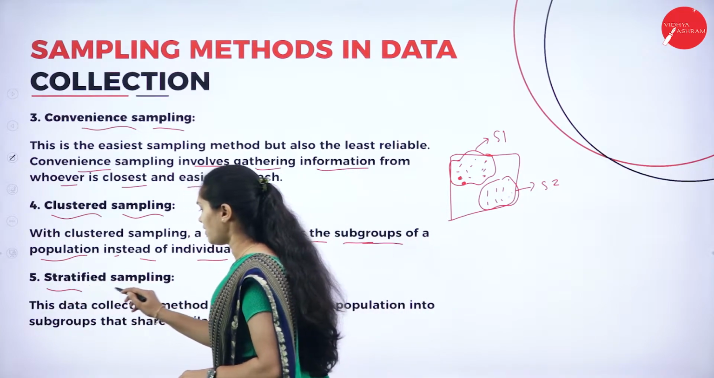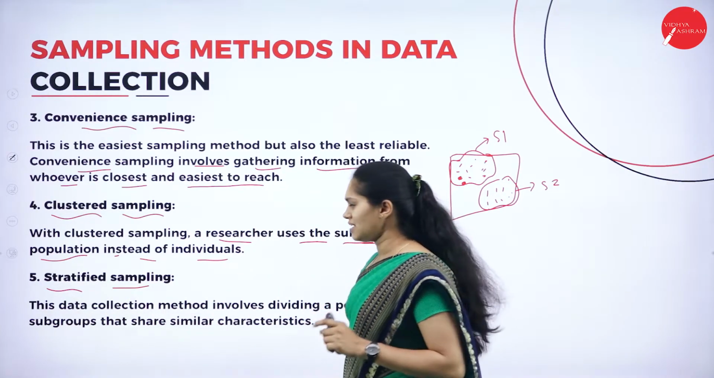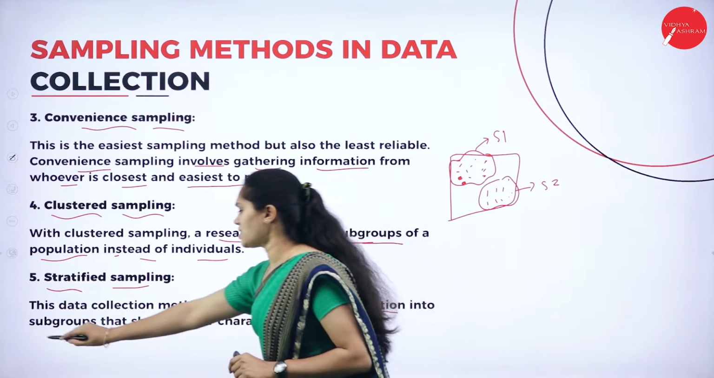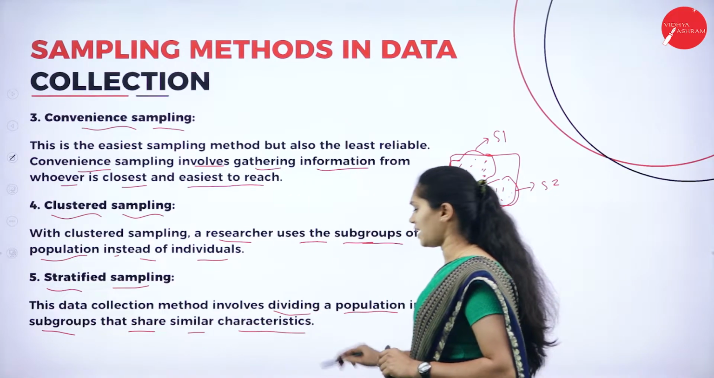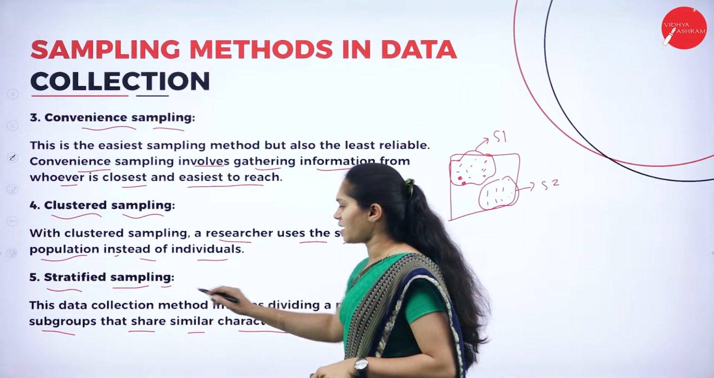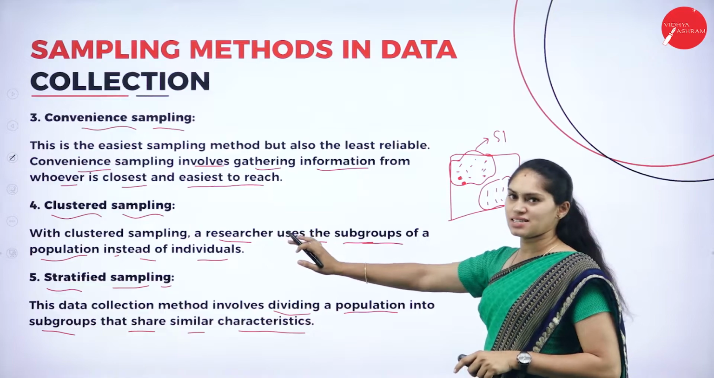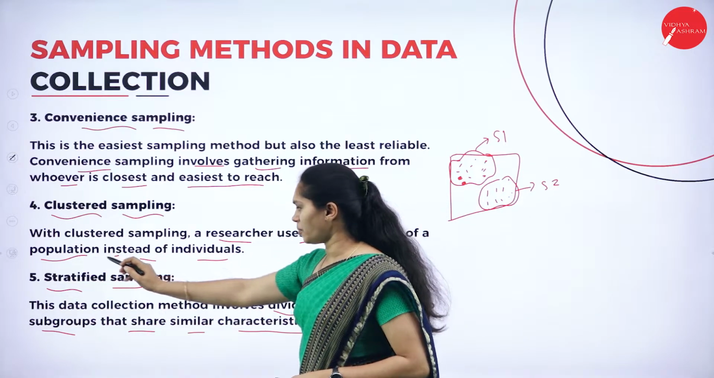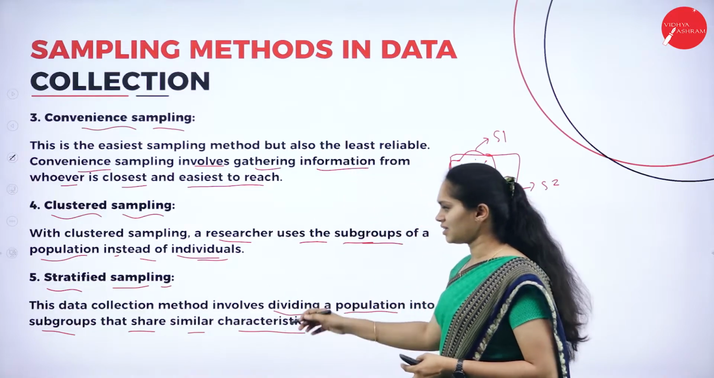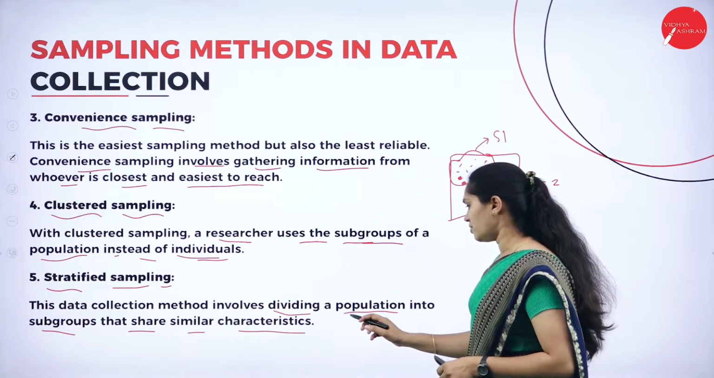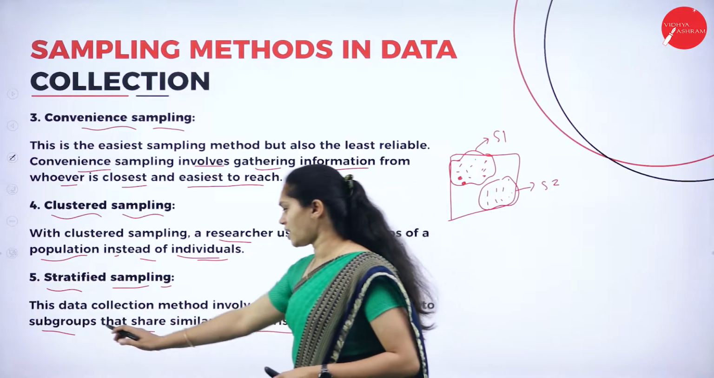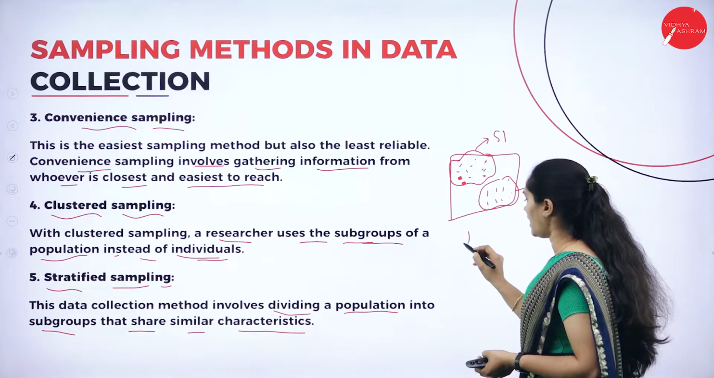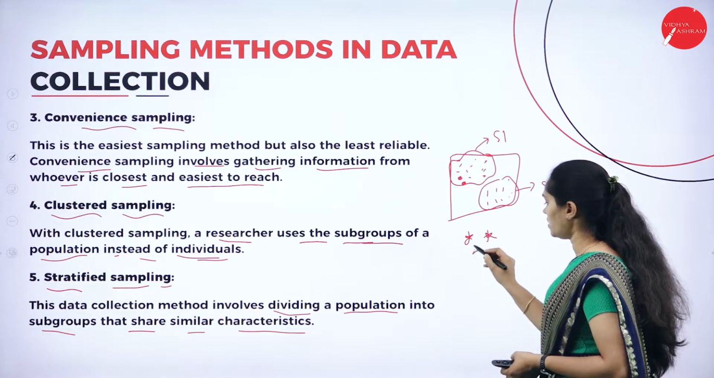Next, we have stratified sampling. This data collection method involves dividing a population into subgroups that share similar characteristics. Stratified sampling is somehow related to cluster sampling. In cluster sampling, we use subgroups of a population instead of individuals, but in stratified sampling, we divide a population into subgroups that share similar characteristics.